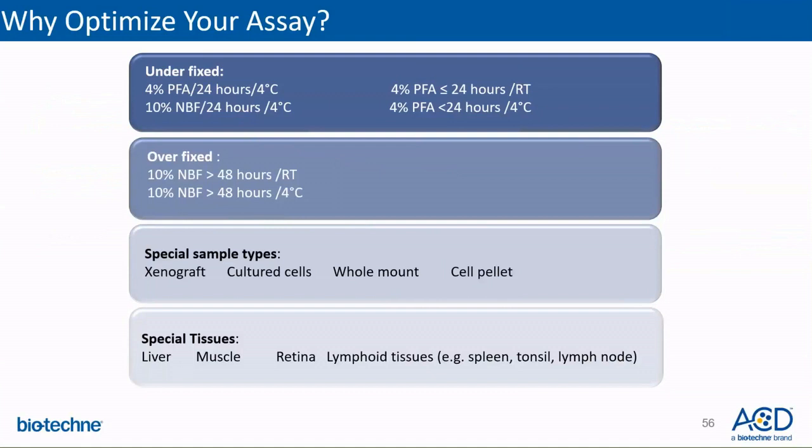Here are some potential reasons why you may need to optimize. If the samples are underfixed, this can usually lead to over-digestion of your samples using the standard conditions. If the samples are overfixed, the signal could be weak and you may need to optimize. There are also some special sample types that could require different pretreatment conditions and optimizations. A few are listed here, like liver, muscle, etc.